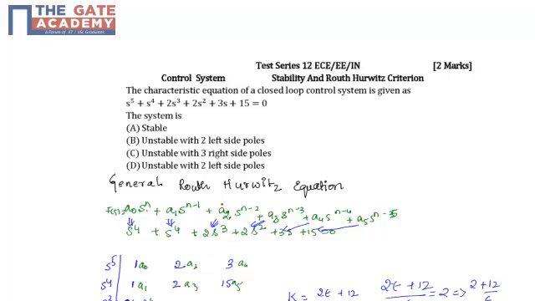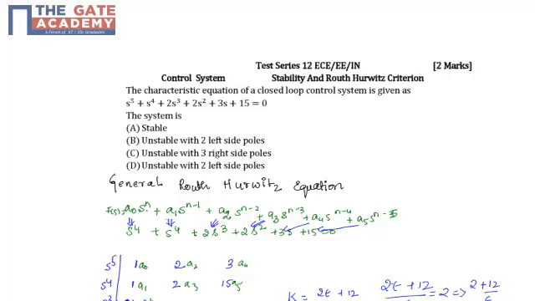Hello, the given question is from test series 12, subject control system, chapter stability and Routh-Hurwitz criterion, and this is a 2 marks question. The given question is the characteristic equation of the closed loop control system as given. So we have to find out if the system is option A stable, second option stable with 2 left side poles, C option unstable with 3 right side poles, D unstable with 2 left side poles.